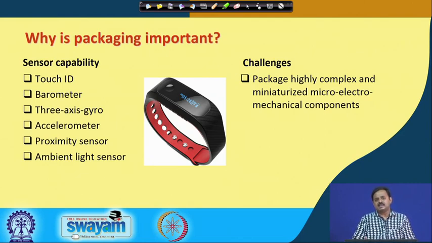Our modern gadgets have a lot of sensors inside. Your smartphone, your smart watch these days, the exercise band, a picture of which is shown here, have lots of sensors within them. There is a touch ID, there is a barometer which can measure the pressure, a 3-axis gyroscope, accelerometer, proximity sensor, light sensor. By light sensor I mean the ambient light sensor, which senses how much light is already around you and therefore adjusts the brightness of your screen. And why is this required? That is required to conserve energy. All right. So, these are the sensor capabilities. There are so many sensors with various high end capabilities in these products. And the challenge is to package these highly complex and miniaturized micro electromechanical components.